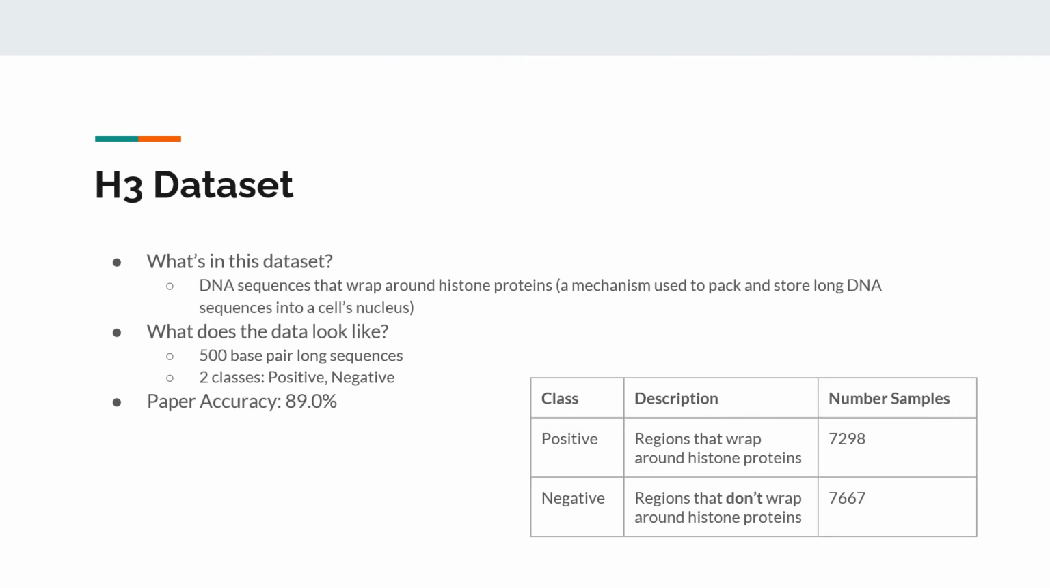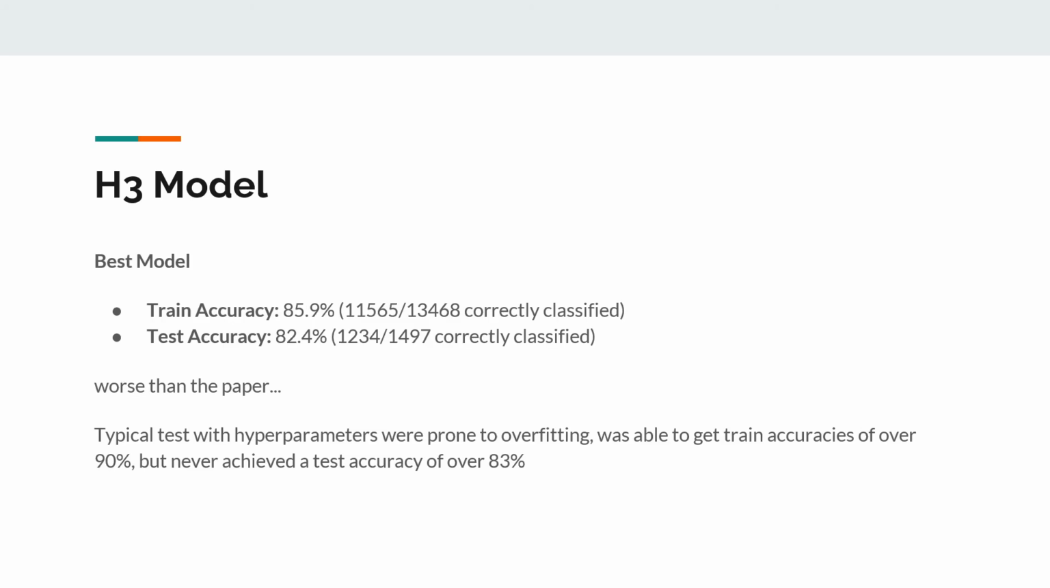The next data set is the H3 dataset, which contains sequences that are 500 base pairs long and belong to one of two classes, either positive or negative. There are over 7,000 samples for each of these classes, and the paper achieved around an 89% accuracy for this dataset. Unfortunately, I was not able to match the test accuracy from the paper. My best model achieved a test accuracy of 82.4%.